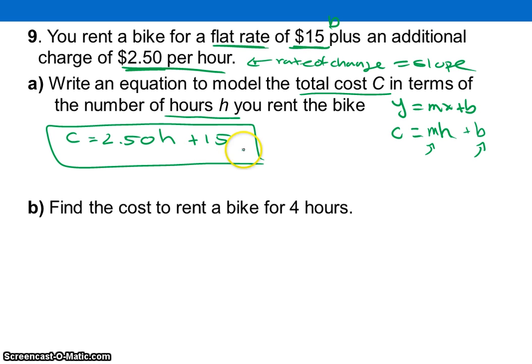So your flat rate is always going to be your fixed cost, which is your y-intercept, and your rate of change, the thing per hour that we're multiplying by the number of hours, is always going to be our slope. That's right.